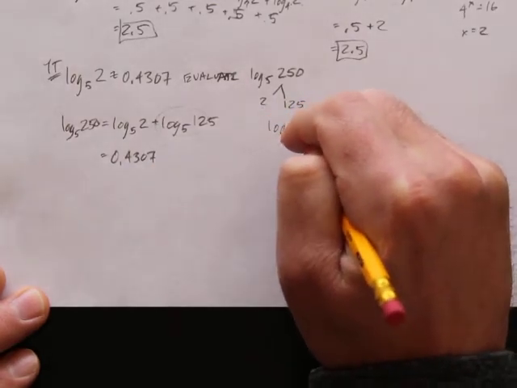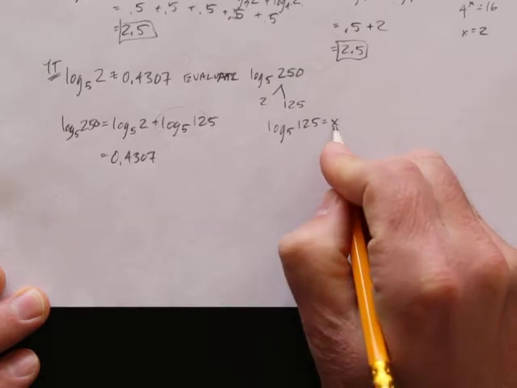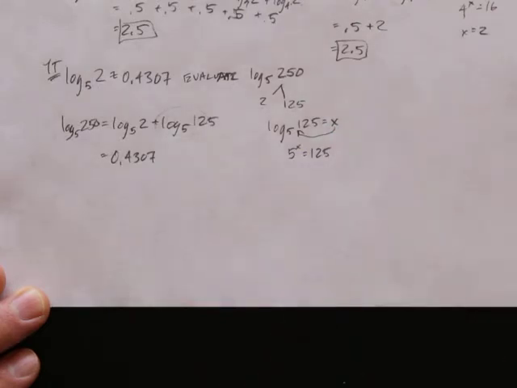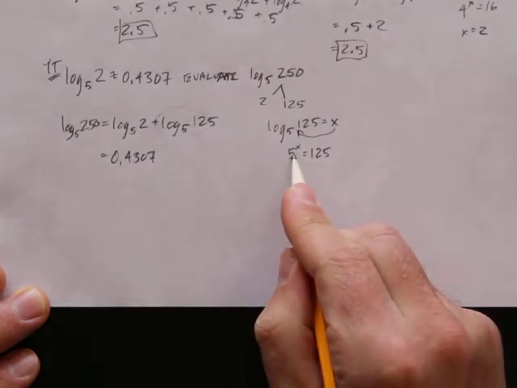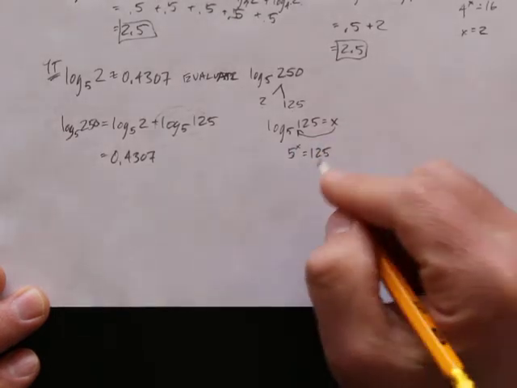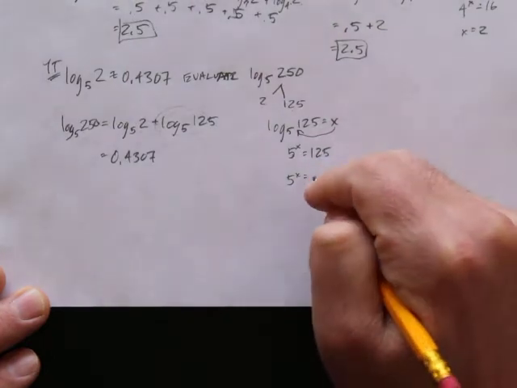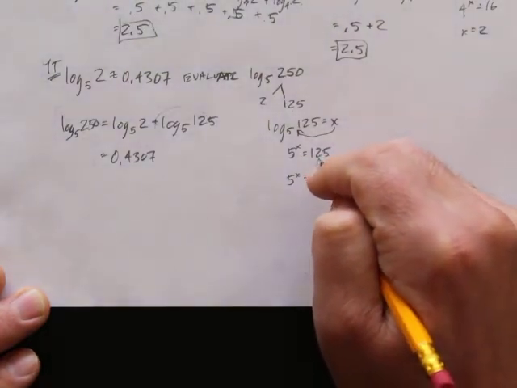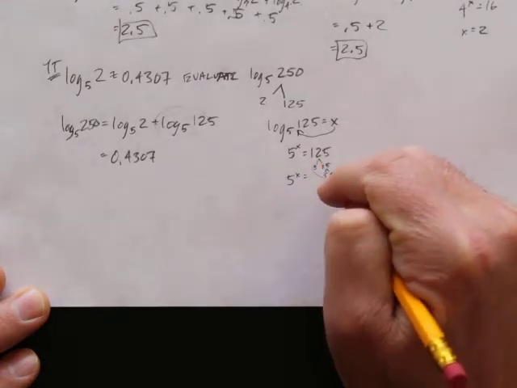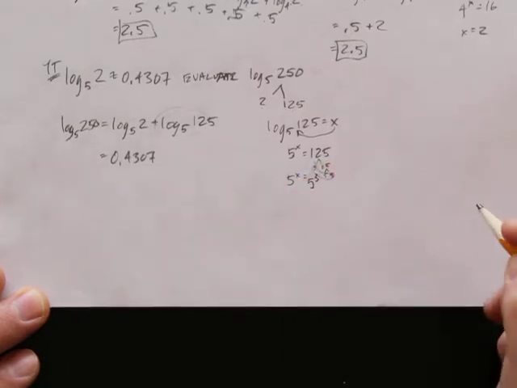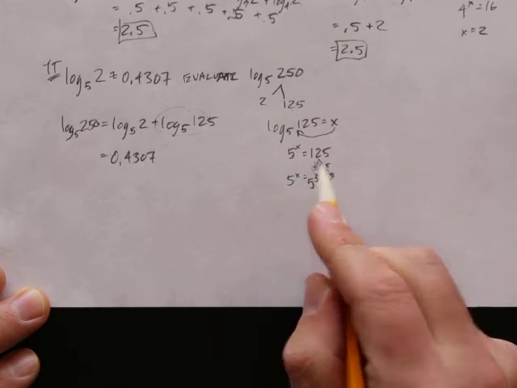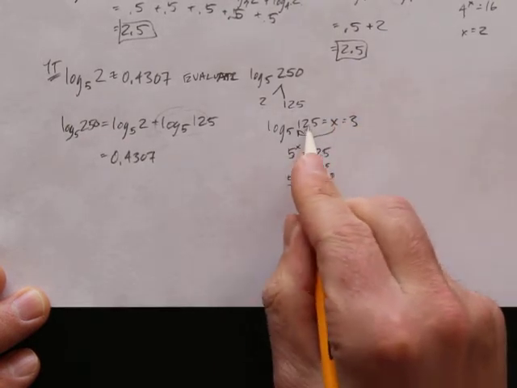Log base 5 of 125 equals x. I take this x, put it right there. 5 to the x equals 125. 5 times 5 is 25. Times 5 again is 125. So x equals 3. If you weren't sure about that, you can say, okay, 125 is 5 times 25, which is 5 times 5, so 5 three times, 5 to the third power. My bases are the same, so now I can just look at my exponents. x equals 3. So this mess equals 3.